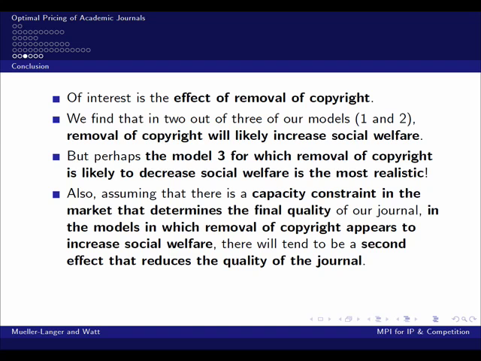So in the models in which the removal of copyright appears to increase social welfare, Models 2 and 3, there will be a second countervailing effect from the introduction of a capacity constraint. The introduction of a capacity constraint might lead to a reduction of quality of the journal and thus to a negative effect on total welfare. And then it depends which effect dominates the other.